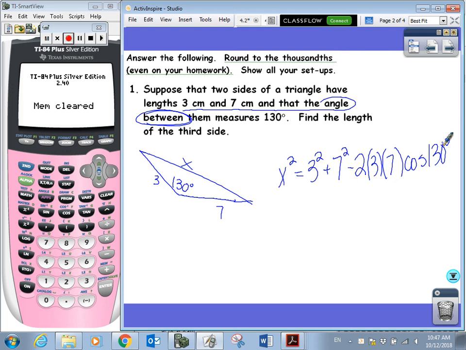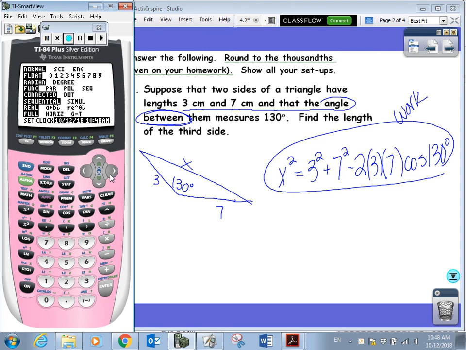When we're looking for the angle, not quite as easy. We can type that in just like that. That would be the work. This would be the work I would expect to see. After that, everything you can do in your calculator. Now, we're dealing with a triangle, so we're going to be in degree mode. So we clear your calculator. Be sure you either put it in degree right now or it's in degree. And we can just type that in exactly as it's written. 3 squared plus 7 squared minus 2 times 3 times 7, cosine of 130.